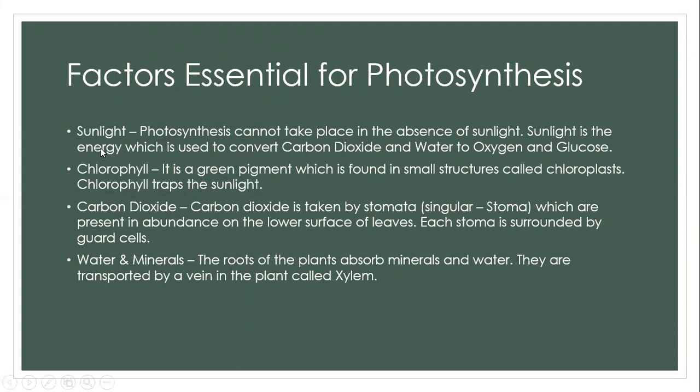Carbon dioxide, next up. Carbon dioxide is taken in by stomata, which are present in abundance on the lower surface of leaves. A stomata is basically an opening, and each stomata is guarded by guard cells. These guard cells facilitate the opening and closing of a stomata. So they basically guard the stomata. Guard cells guard the stomata and allow air to enter or exit.